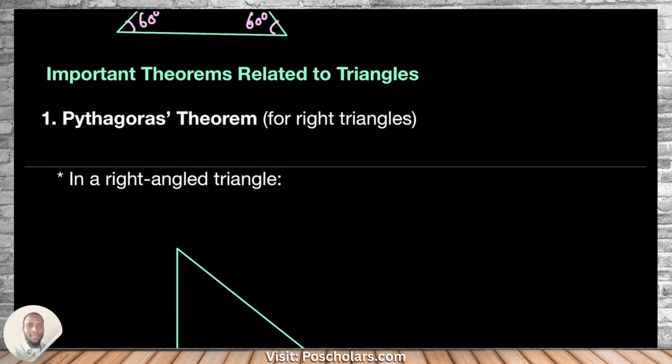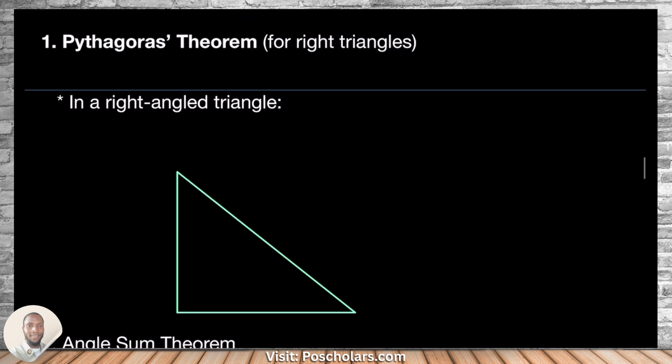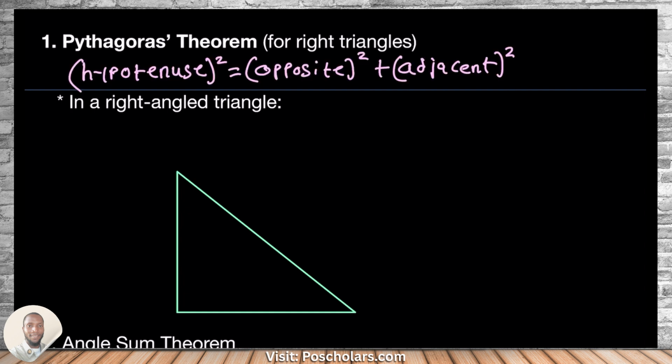Now the next subtopic is important theorems related to the hypotenuse, right? The first theorem is Pythagoras theorem. I know some of you might have heard of this statement before. Pythagoras theorem says the hypotenuse square is equal to the opposite square plus the adjacent square. This is the theorem of a right angled triangle, that the square of the hypotenuse is equal to the sum of the opposite square and the adjacent square.